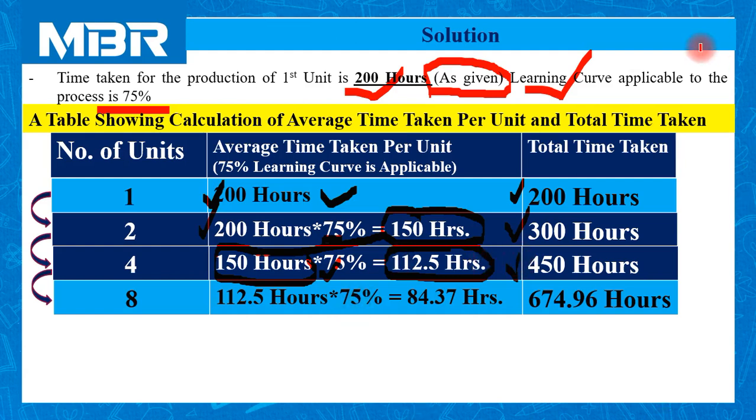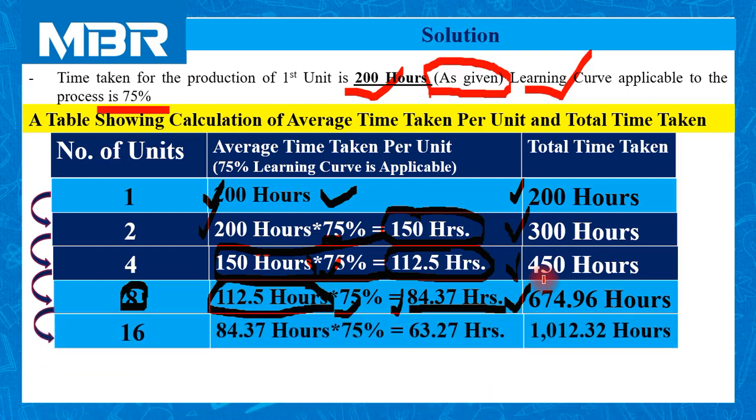Double the production from 4 to 8. Now the time taken is 75% of 112.5 hours, which was the average time taken for the lot of 4 units. Learning curve applicable to the production is 75%. So 84.37 hours per unit multiplied by number of units 8. So total time taken is 674.96 hours.